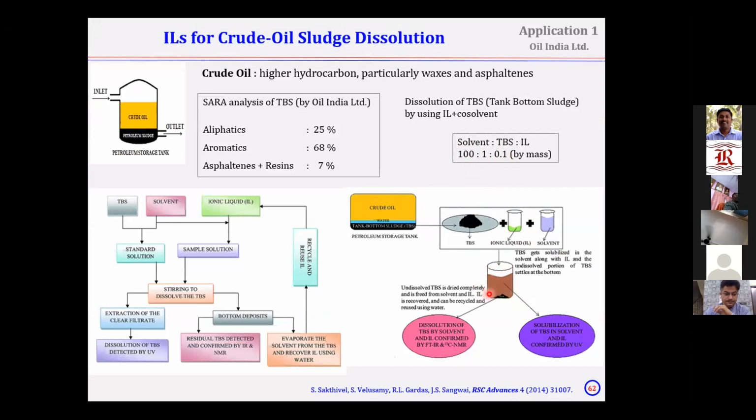After the tank bottom sludge dissolved in a conventional solvent, we consider that as zero. That is the starting point or the base point, because we only want to understand the role of the ionic liquid, and then we added a tiny amount of ionic liquid. This is the ratio here, and in the upper part, where more tank bottom sludge is dissolved, the concentration of sludge will go high, or the crude oil concentration will go high.